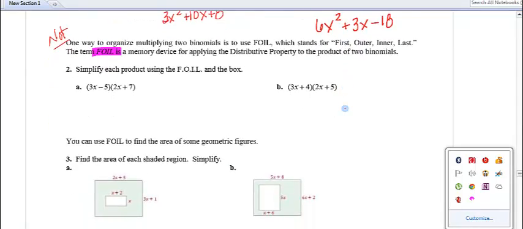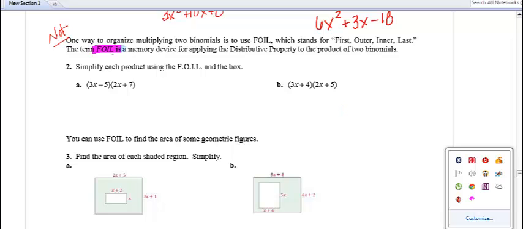Now the FOIL I'm going to go through quickly because you've seen these before. So FOIL then is first, inner, outer, last. That's what it stands for. First, inner, outer, last.